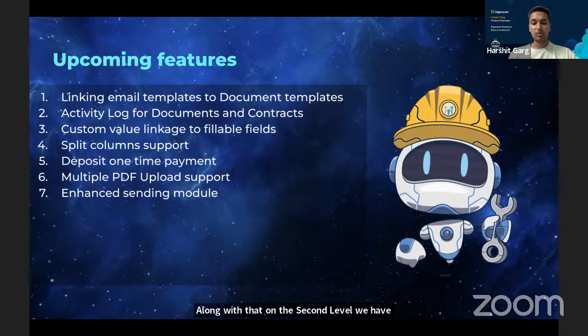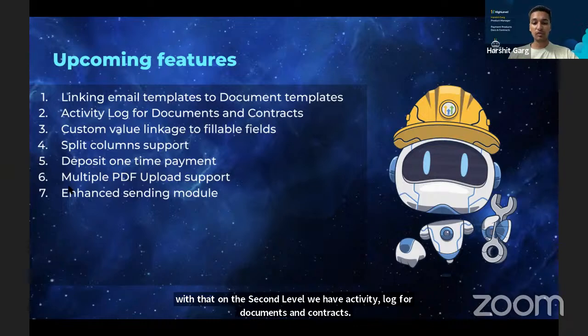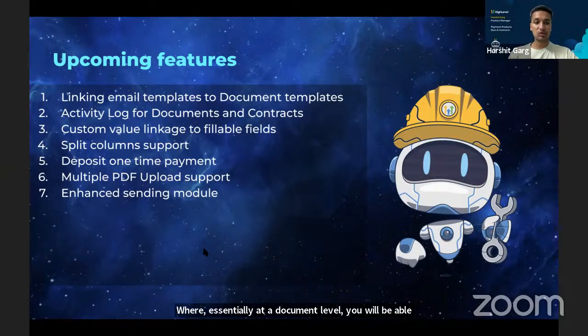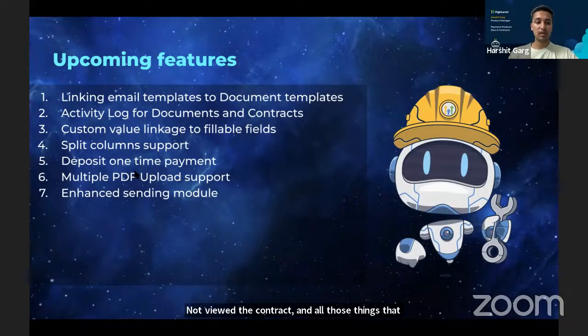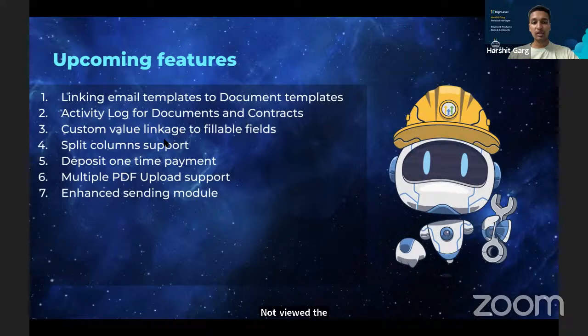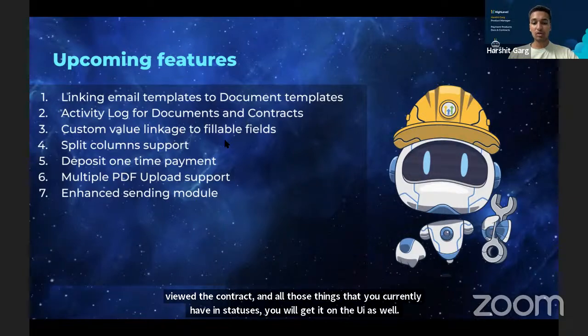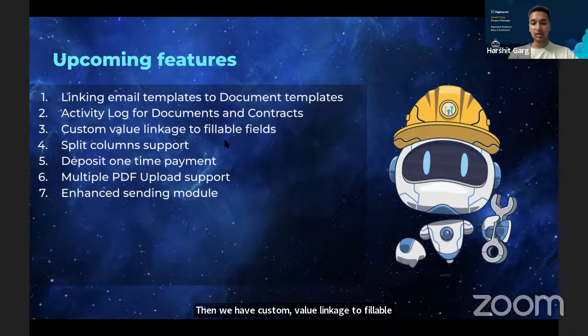Along with that, on the second level, we have activity log for documents and contracts, where essentially at a document level, you will be able to see who has viewed the contract, who has not viewed the contract, and all those things that you currently have in statuses, you will get on the UI as well. Then we have custom value linkage to fillable fields. Let's say you are using docs to send the document out to a user and collect some information from them. Currently, you have the text fields, but that text field is not saved anywhere in the system. So we'll give you an option to save this to a contact.